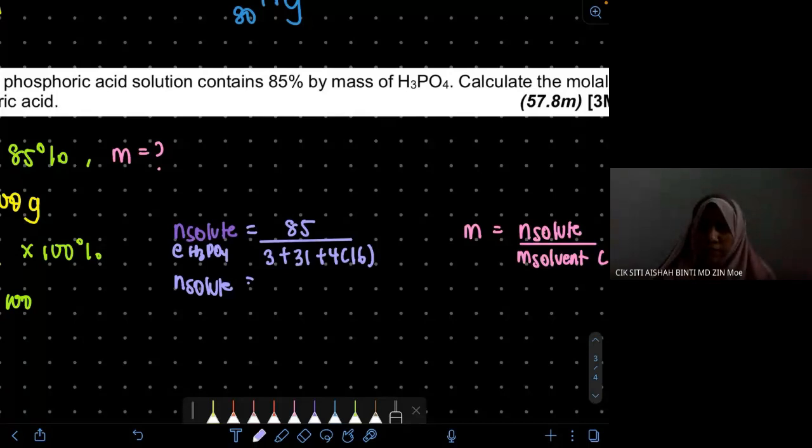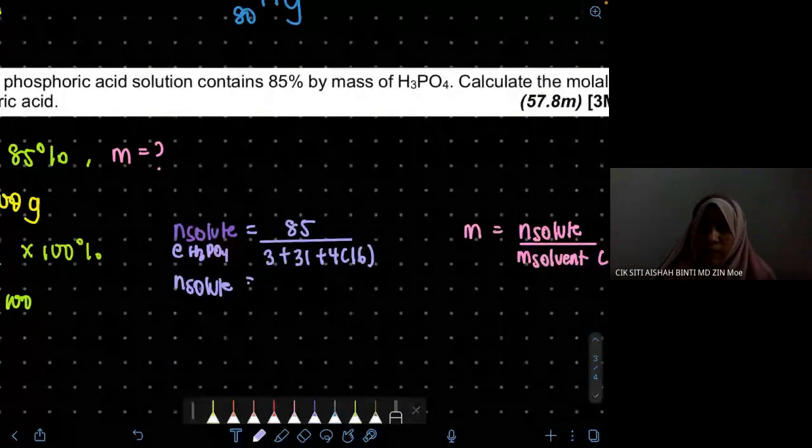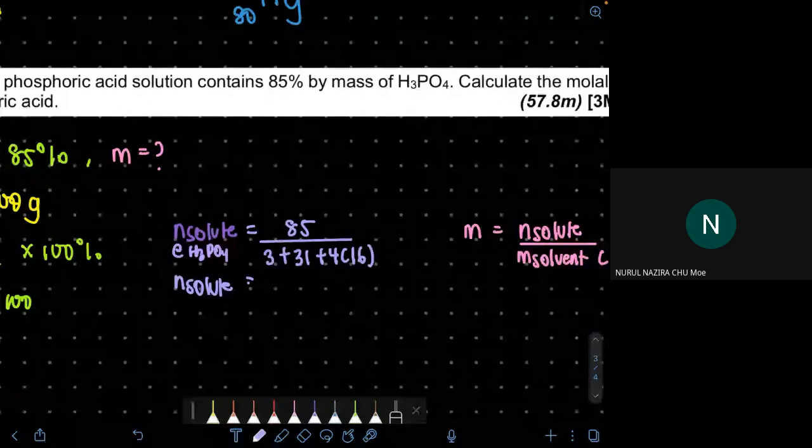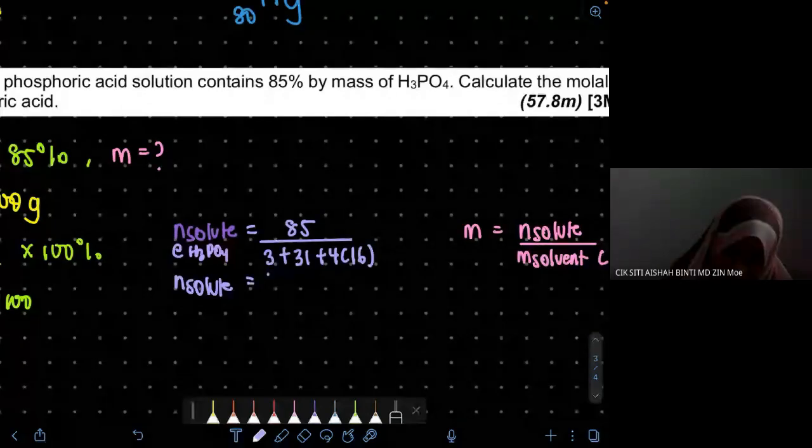Next, I am calling Ashley. No, I am calling Nazira: how many moles of solute did you get? 0.8673. Yes, 0.8673 mole. Okay, thank you. So that is the number of moles of solute.